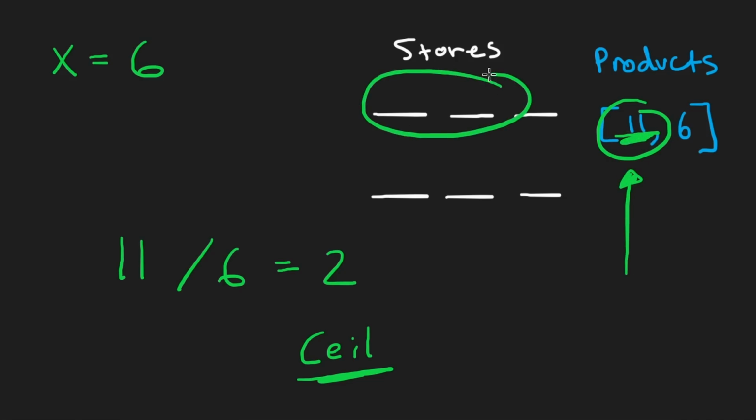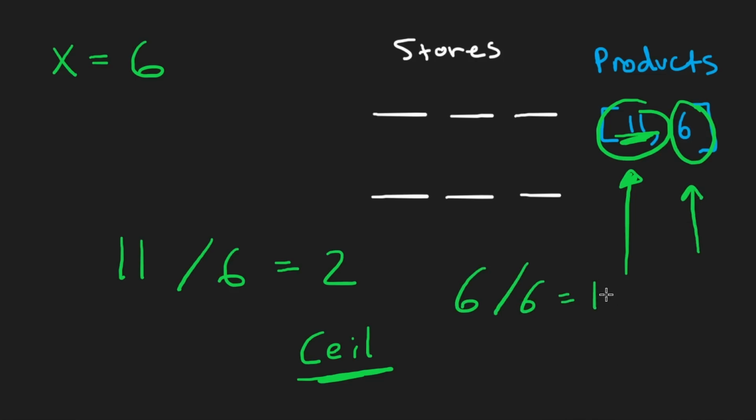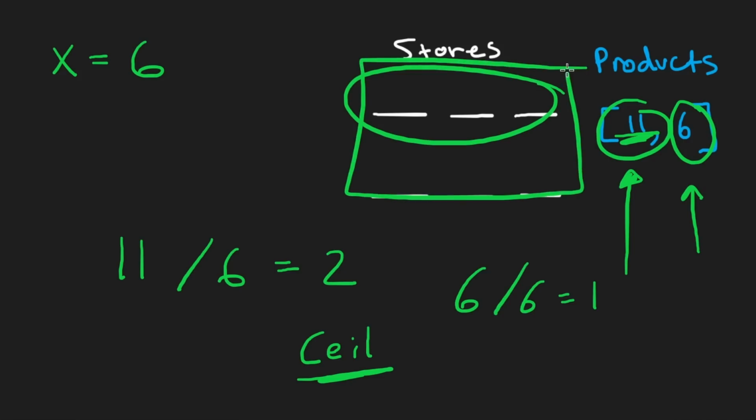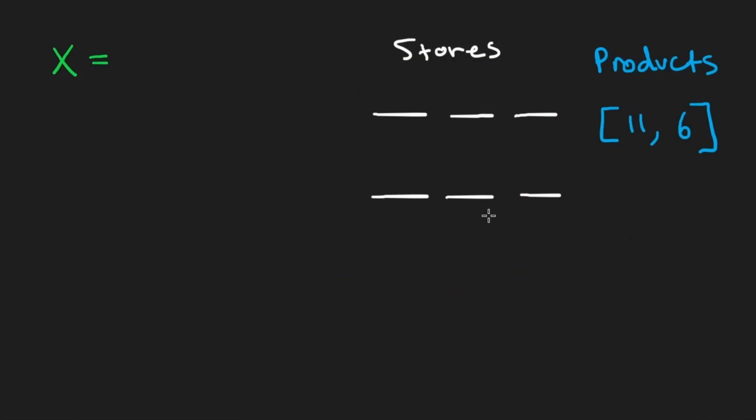And these 2 stores could be that. And then we would do the same thing for this product, 6 divided by 6, 1 store needed for that. So we need 3 stores total. 3 is less than 6, so it's valid. Now, if we had x equals 2, let's try the same thing.